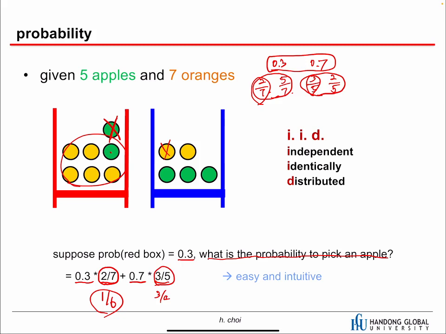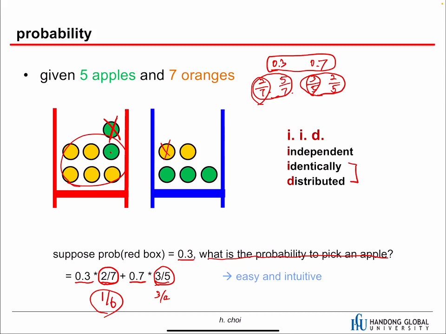So by this example, what I'm saying is that after choosing the first fruit, if we don't put it back to the original box where it actually came from, then the distribution changes. But if we return the fruit back to the original box, then we don't change the distribution, so we have the same kind of distribution. That's what identically distributed means. Basically, they have the same kind of distribution.